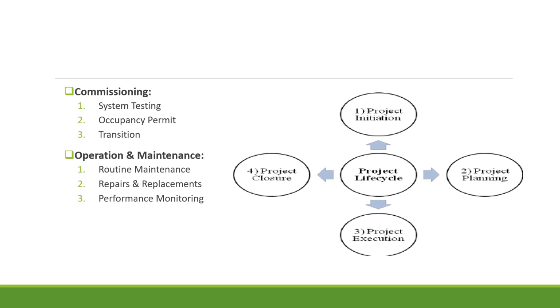Commissioning involves system testing. Check and test systems to ensure they function as designed. Occupancy permits. Secure necessary approvals for the facility to be occupied or operational. Transition. Hand over the facility to the owners or end users, often with training or documentation.